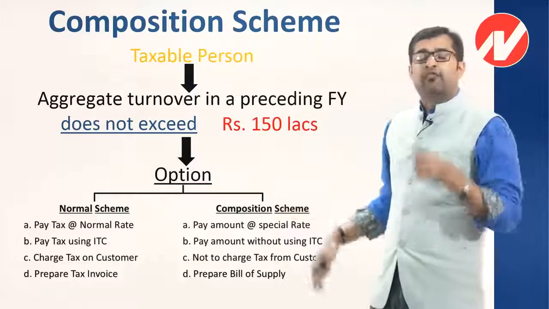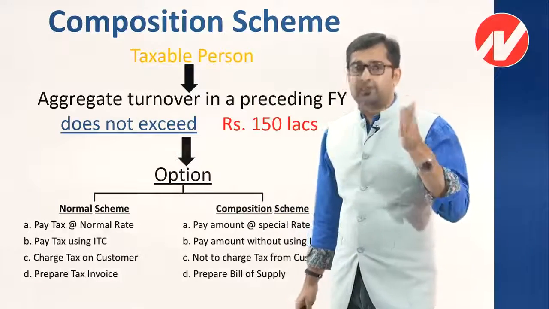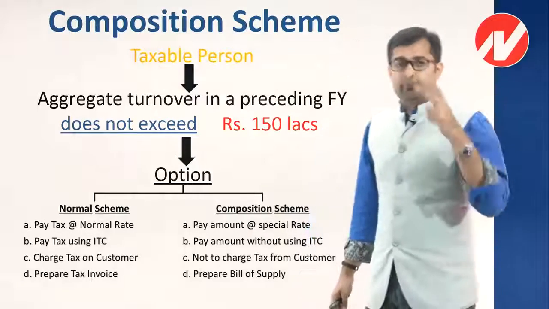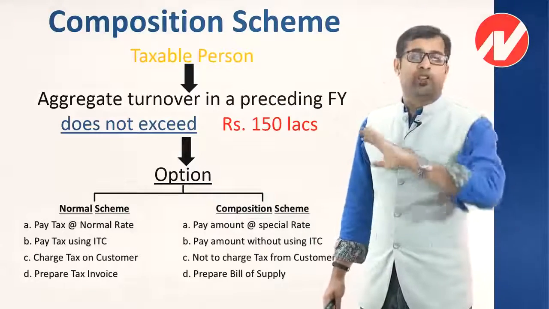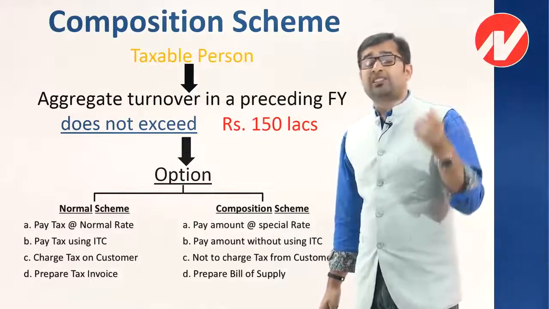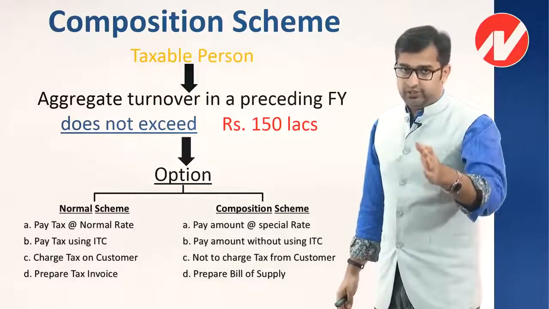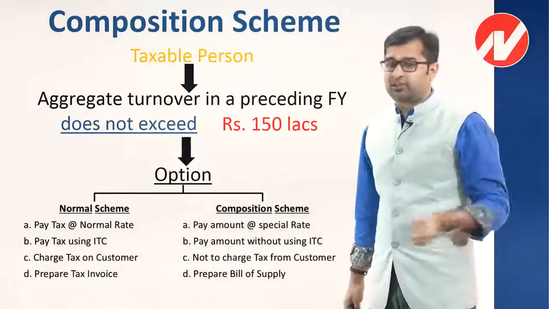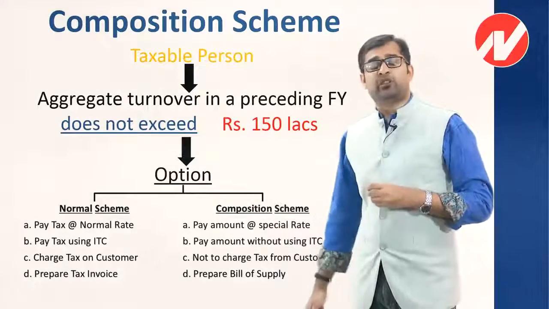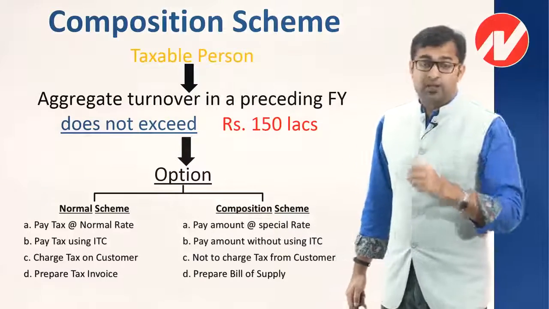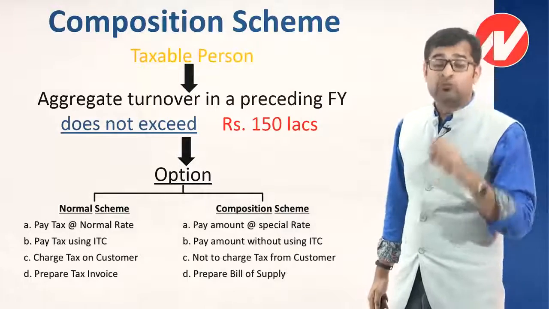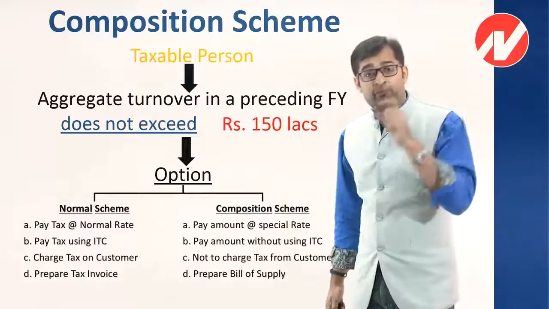So the point is when you are going in composition scheme, first you don't pay tax, you pay an amount in place of tax. That amount will be at a specified rate. More important, you are paying the amount without using ITC. Nowhere you are using ITC. कहीं पे भी आपको credit नहीं मिलेगा. The third one is you are not supposed to charge that amount from customer, and since you are not supposed to charge that amount from customer, since you are not paying tax, you are not supposed to make a tax invoice, rather you are supposed to prepare a document called bill of supply. So friends, ये सारे point आपको always ध्यान में रखने हैं when you are going under the scheme which is called composition scheme. These are the very important perspectives.